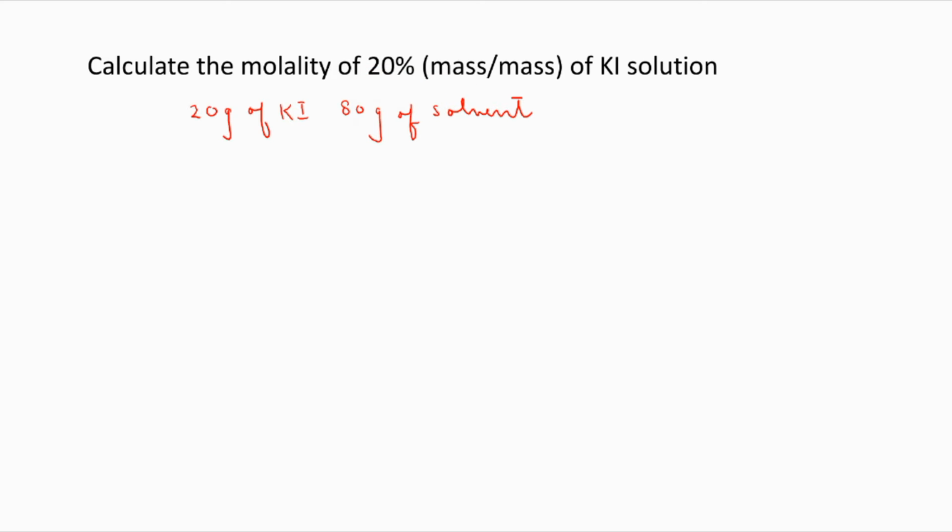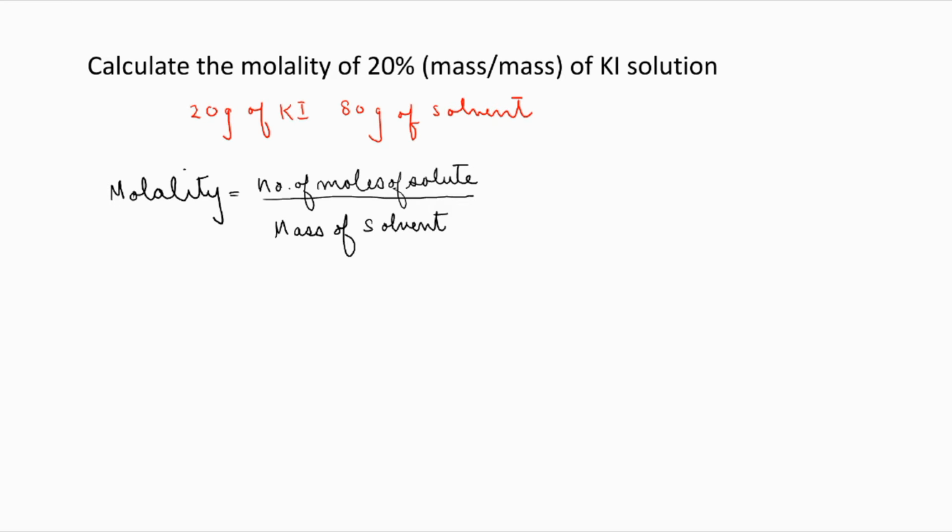Now, using this, how can we calculate molality? First you write what is molality. To calculate molality, we need number of moles of the solute as well as mass of the solvent in kg, kilogram. Right? Here, what will be the number of moles of the solute? We will have to calculate it.